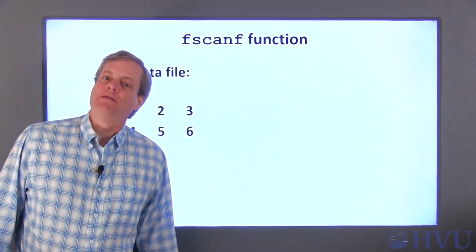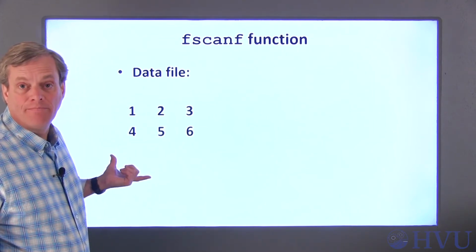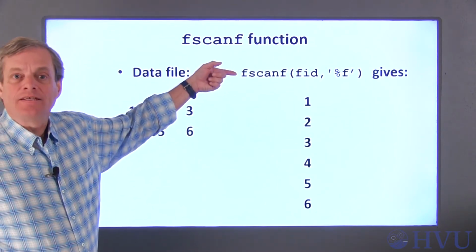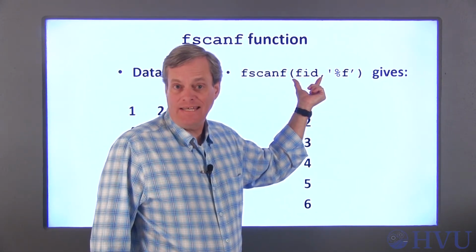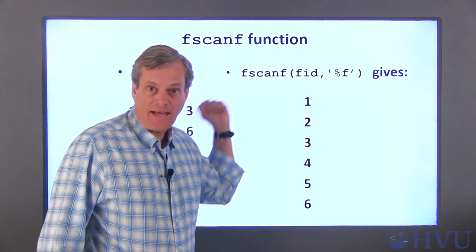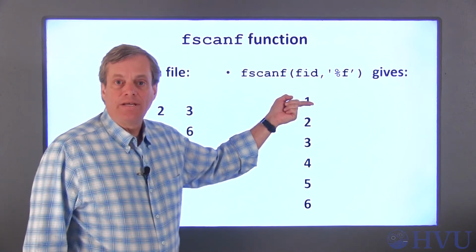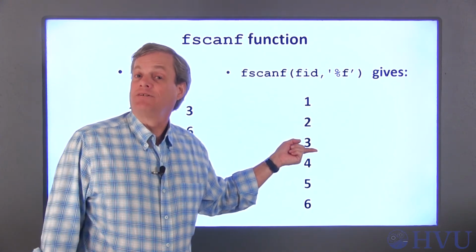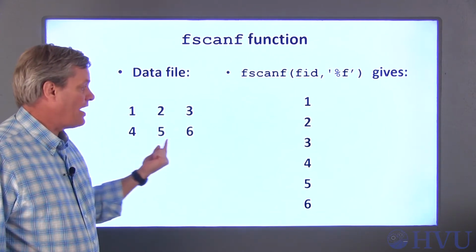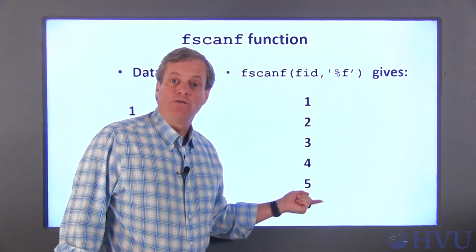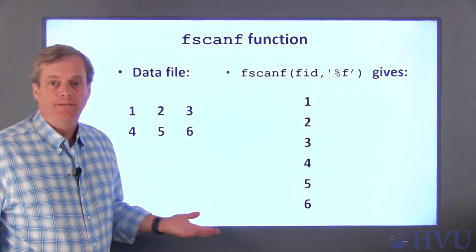Here's an example of what I mean. Suppose the data shown here are in a file that I want to read from. If I want to read the data as floating point numbers and the file has a file identifier named FID, I can use this syntax. The numbers are read beginning with 1, 2, and 3, and they're placed in the output in that order, but in a single column. The command then reads the second row and places 4, 5, and 6 in the next 3 rows of the output array. Now we're at the end of the file, so the command stops executing.